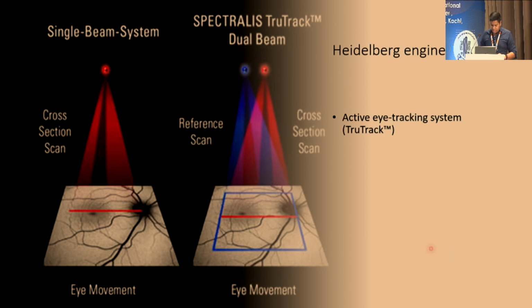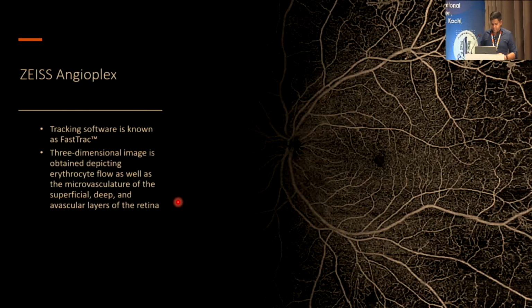If you see the image on the side, you see that there's a single beam system and the true track dual beam system, where the reference scan or the cross section scan are differently measured, and then they are analyzed, and the final image is given.